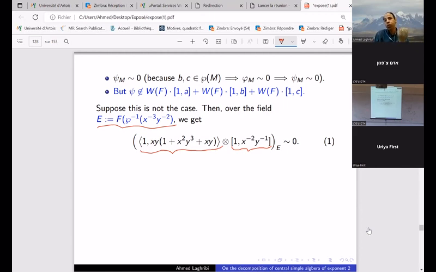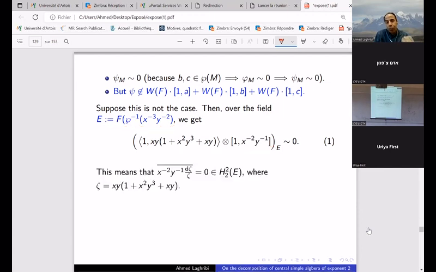And now we translate into the language of cohomology. It means that this cohomological symbol is 0 in H2, and this is the 2-torsion of the Brauer group. Okay? What is zeta? Zeta is this element. So this element, I call it zeta.